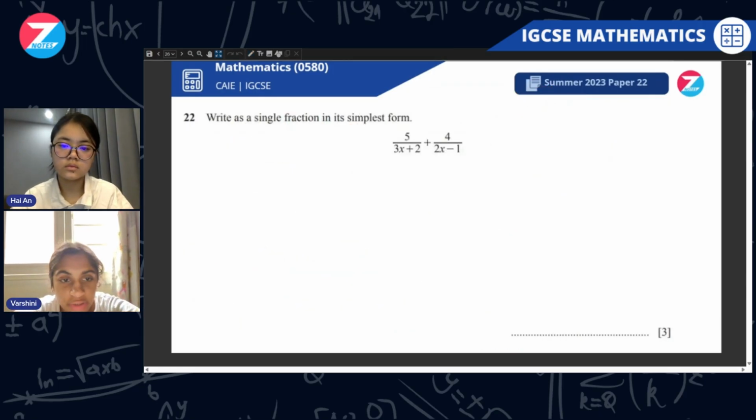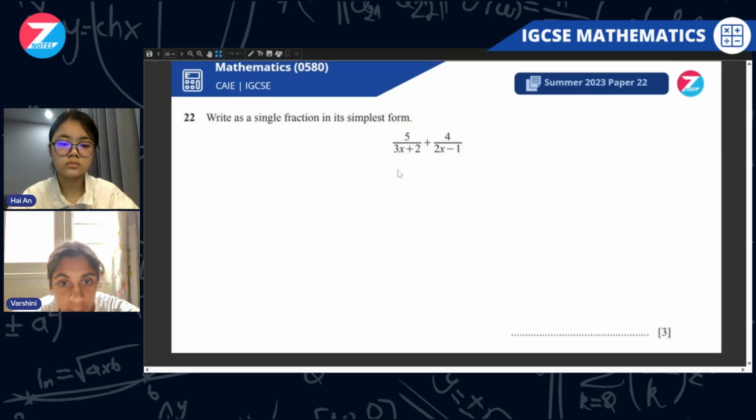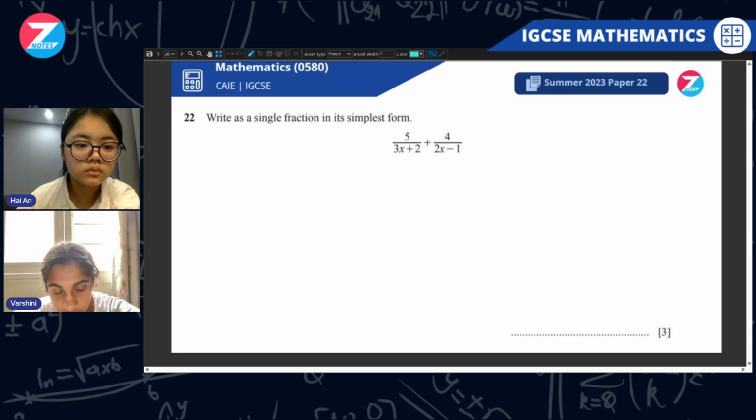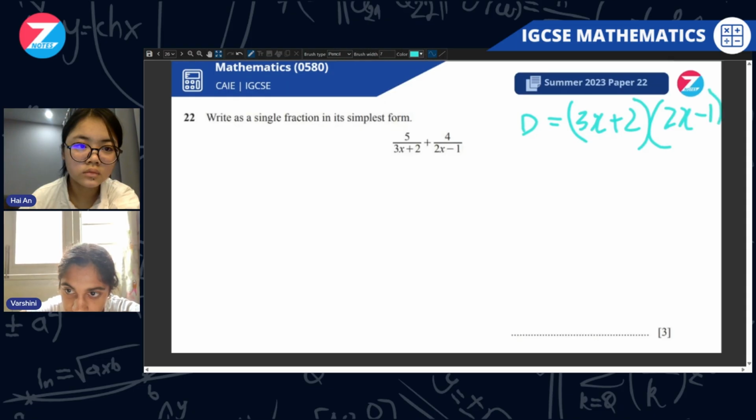Okay, question 22. Write as a single fraction in its simplest form. They've given us a fraction with a bunch of x terms. 5 by 3x plus 2 plus 4 by 2x minus 1. So we know that to add these, we have to make them have a common denominator. And the only way to do this when the terms have x in the denominator is to multiply the two denominators. So the common denominator, that is d, is going to be 3x plus 2 into 2x minus 1.